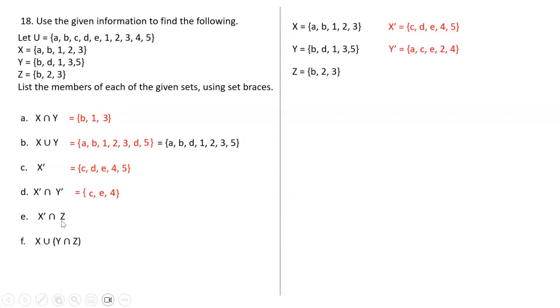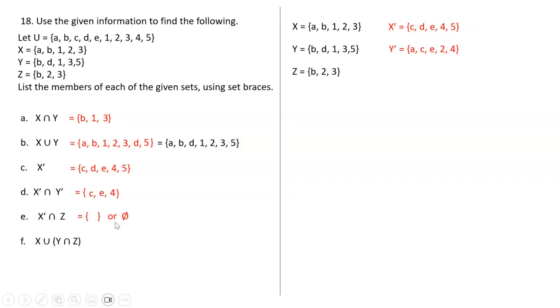Now let's do the complement of X intersects Z. So right now let's compare the complement of X with Z. Do they both have a C? No, they don't. A D? No. An E? No. A 4? No. And a 5? No. That means it's an empty set. Nothing in common. Right, so this is my solution, empty set.